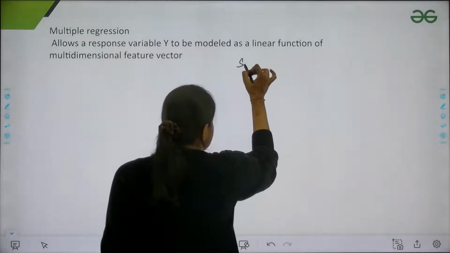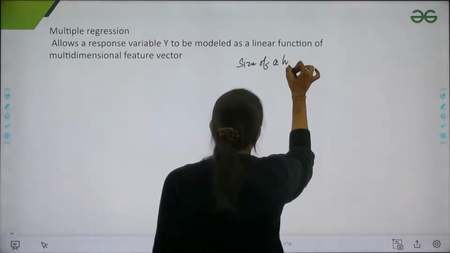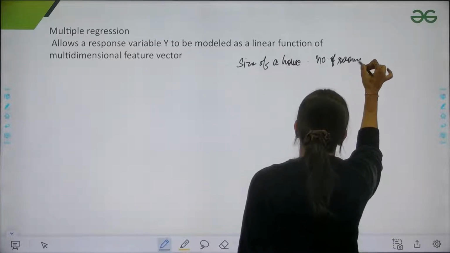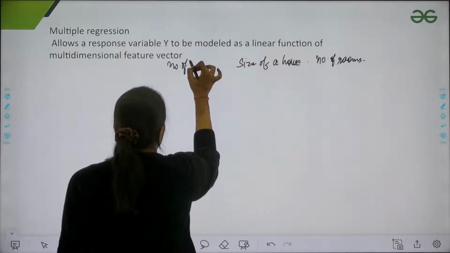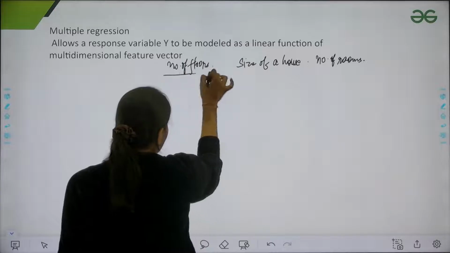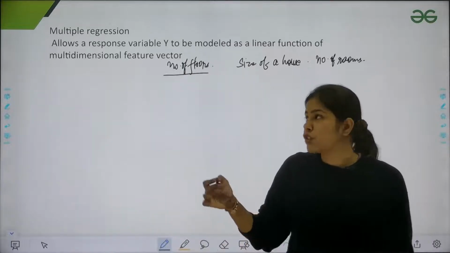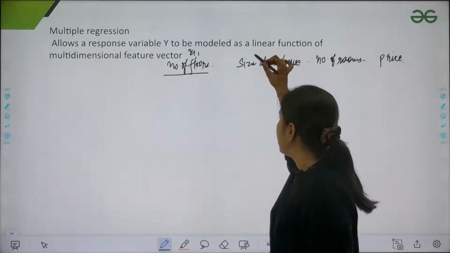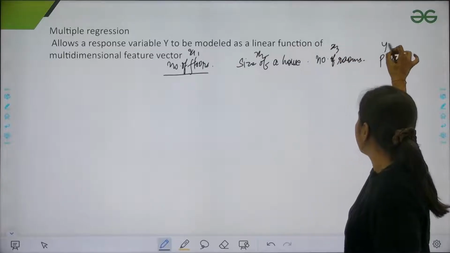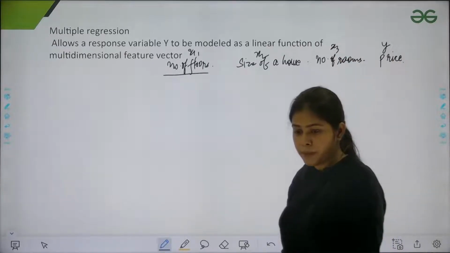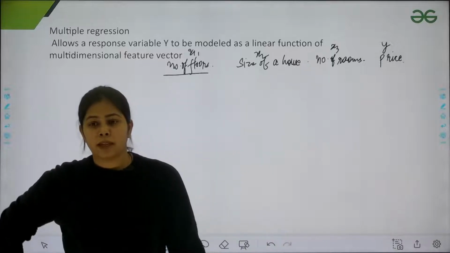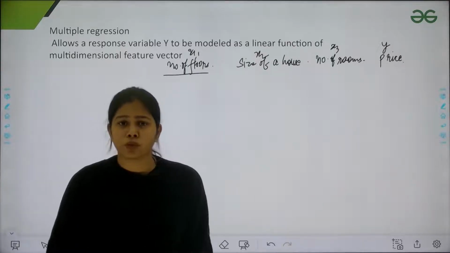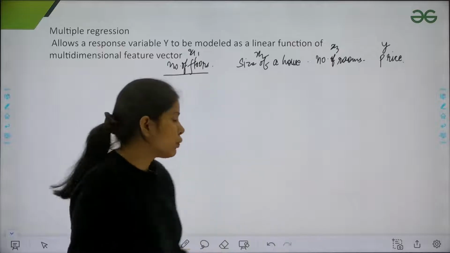Let's suppose we have the size of a house as one feature, another feature is the number of rooms in a house, and the number of floors in a particular house. If we have all these input features and we are predicting the price of a house, that means we have features x1, x2, x3, and we are predicting the output price of the house, right? Then what would we do, guys, if I have this condition? Again, I am going to use regression because we have a numerical output.